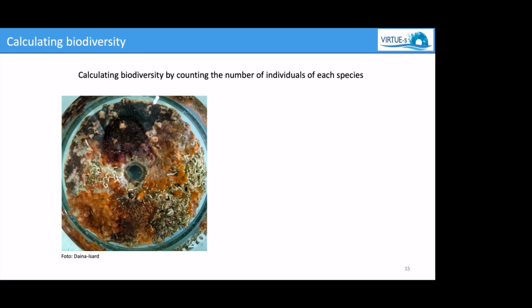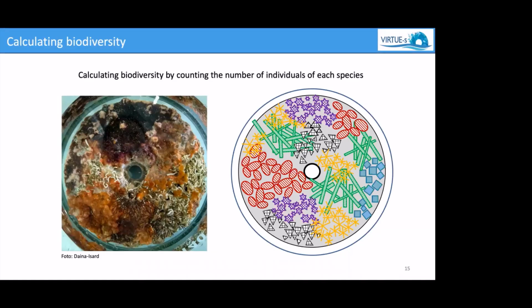And what we have done for the Virtu project to make it easier for them to calculate biodiversity is to create a sort of drawing of how a plate may look, and it would be easier with this drawing to calculate biodiversity. Each color and form represents a species, and what they just have to do is count how many of these there are.